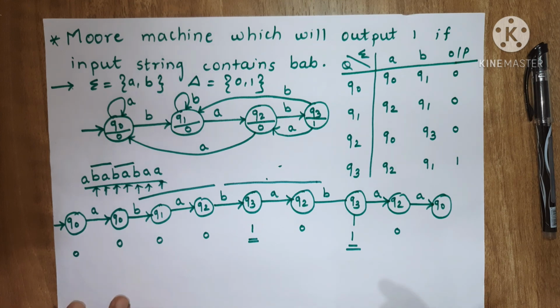Okay, so in this way you can design a Mealy machine which will output 1 if your input string contains BAB as a substring. Okay, so hope you have understood this.